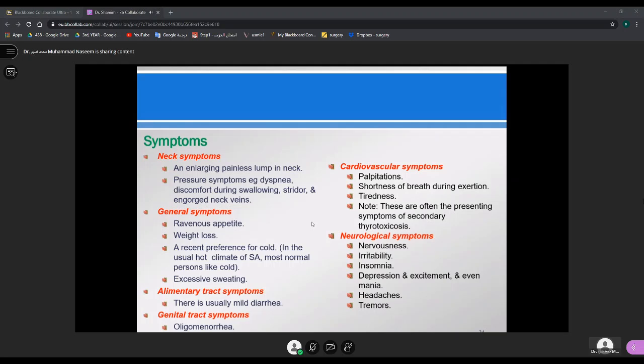That is, when we speak of secondary thyrotoxicosis, the patient has some form of goiter before, but when the patient reports some other symptoms in addition to the lump in the neck, like these cardiovascular symptoms, then you can think that now the patient is developing secondary thyrotoxicosis. Neurological symptoms are predominant in primary thyrotoxicosis. Patient can have nervousness, irritability, insomnia, depression and excitement, and even mania, headache, and tremors.